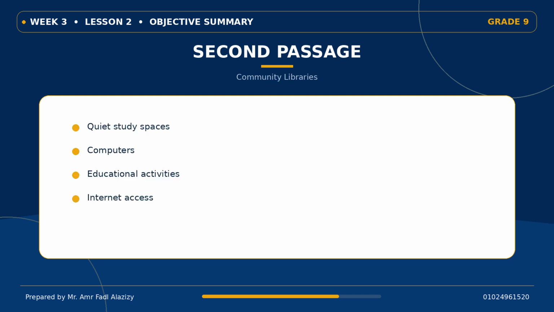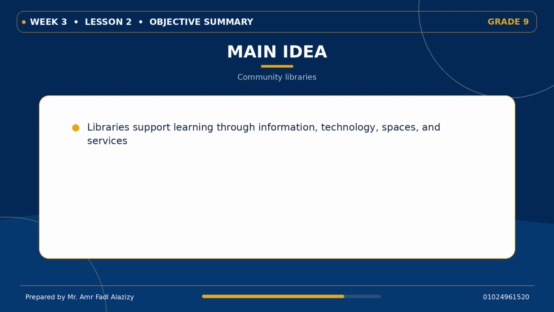Now let us practice with another passage. Community libraries provide more than books. They give students quiet places to study, offer access to computers, and organize educational activities. Libraries may also help people who do not have internet access at home by providing information and useful devices. Community libraries support learning for people of different ages.